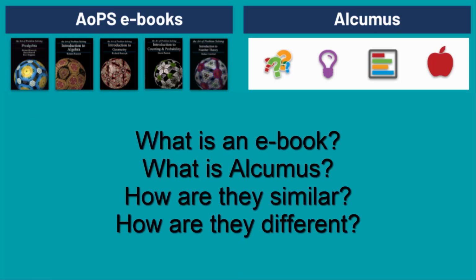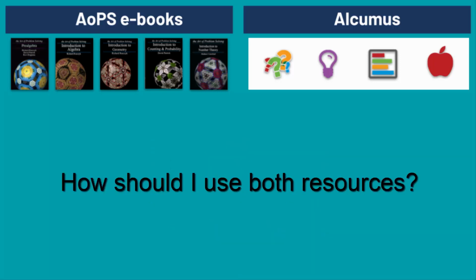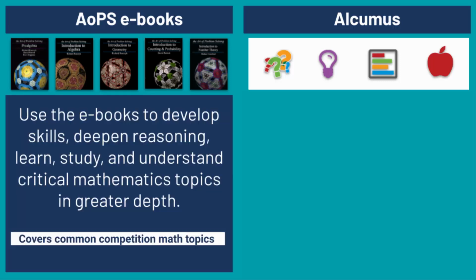First, what is an ebook and what is Alchemist? How are they similar? How are they different? And most importantly, how should I use both resources? So the AOPS ebooks are electronic versions of their hard copy textbooks. Each ebook focuses on a different branch of mathematics. We have access to pre-algebra, algebra, geometry, counting and probability, and number theory.